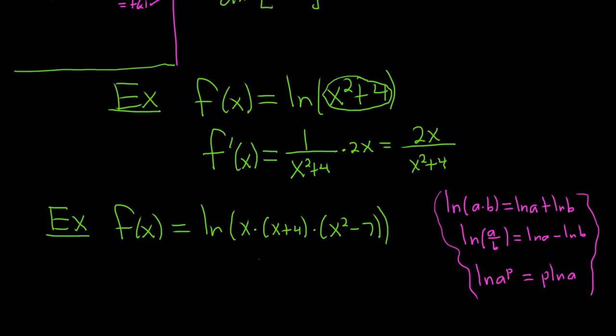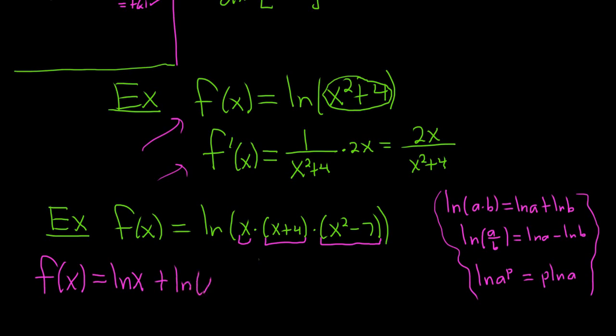So typically when you have a derivative, if you can just do it and it's not too messy, like in this example here, we did it. But here we have to do some work. So let's rewrite this using the product rule for logs. So this is our first piece, this is our second piece, this is our third piece. So it'll just be the natural log of each piece. So ln x plus ln of x plus 4 plus ln of x squared minus 7. What a beautiful problem. Really, really nice stuff.